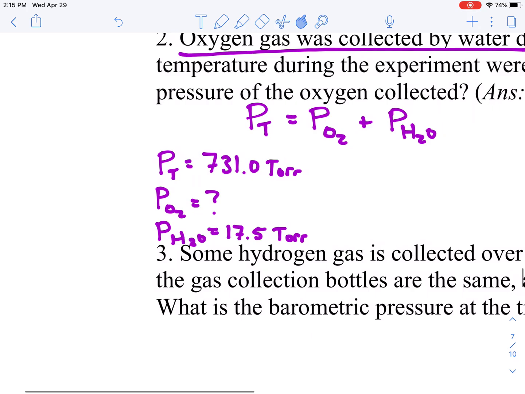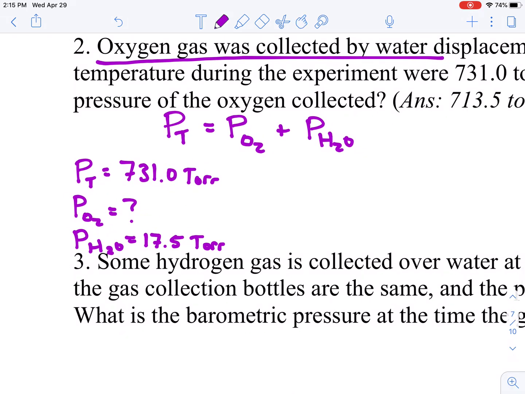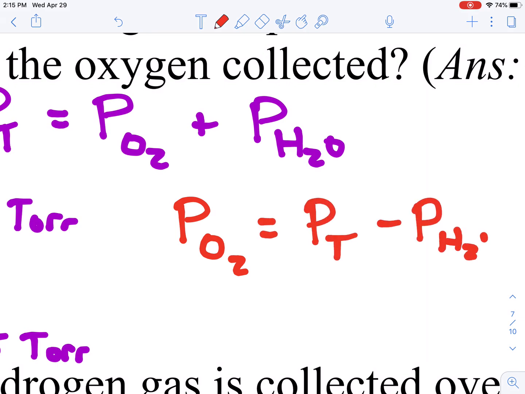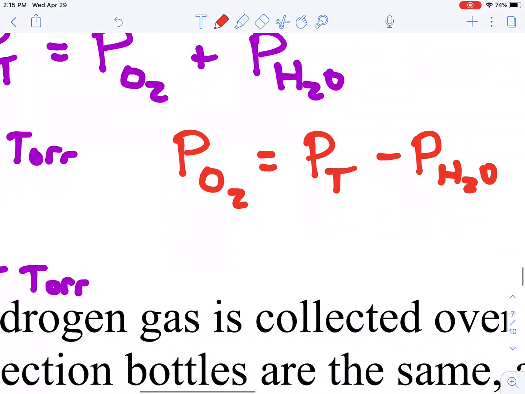So now we just need to rearrange, right? If we want to solve this thing for the partial pressure of oxygen gas, we would simply subtract away water. So the partial pressure of oxygen gas is going to be equal to the total pressure minus the pressure of water vapor, right? That's how we'd solve for PO2.